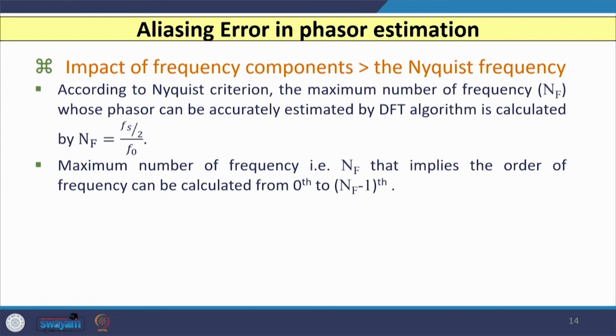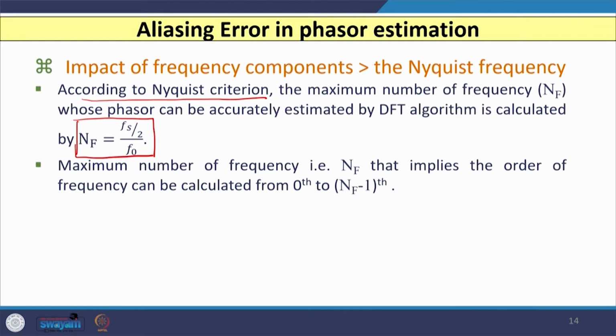When we have a frequency component in the acquired signal which is greater than the Nyquist frequency, then this effect plays an important role. We have discussed earlier that according to the Nyquist criterion, the maximum order of frequency, let us say NF, whose phasor can be accurately estimated by full cycle DFT, is calculated by the equation NF is equal to Fs by 2 by F0.